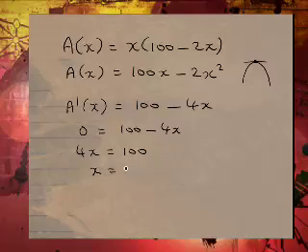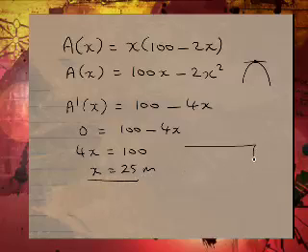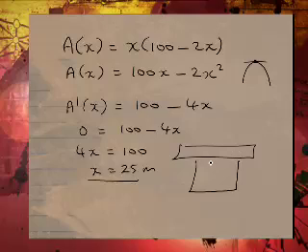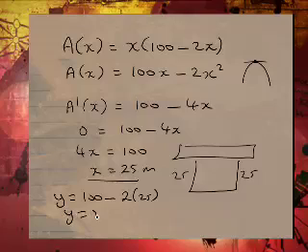x is equal to 25 meters. So there's your hedge, and your x is 25 and 25. You can easily work out the y by going 100 minus 2x, which is 100 minus 50, which is 50. Now that gives you 50, 25, 25, which is 100 meters. And for those dimensions, you have a maximum area.